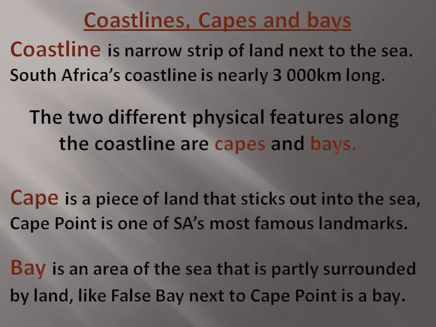There's capes and bays. So the 2 physical features along the coastline are capes and bays. A cape is a piece of land that sticks out into the sea. A bay is an area of sea that is surrounded by land. So it's very easy to remember. Cape, think of a picture, a cape. It's just a thing that sticks out in the sea. And then a bay is partly surrounded by land, like False Bay next to Cape Point. That is a bay.